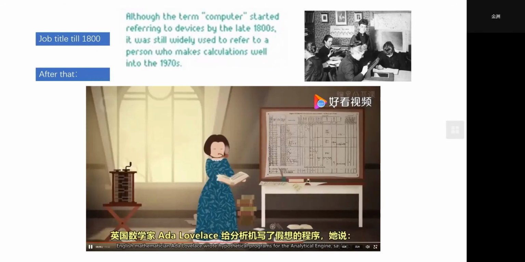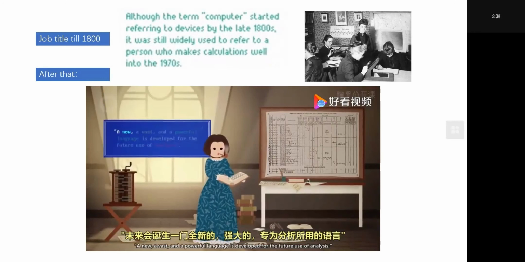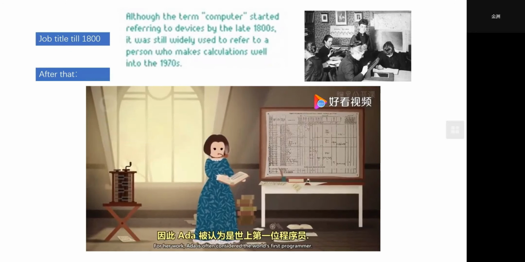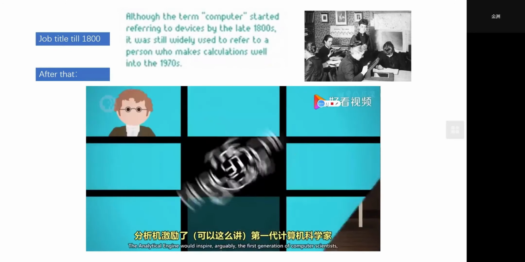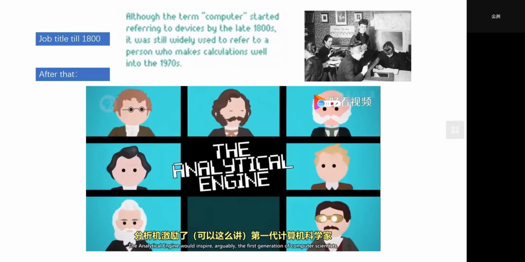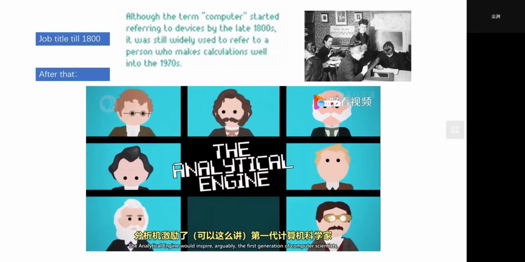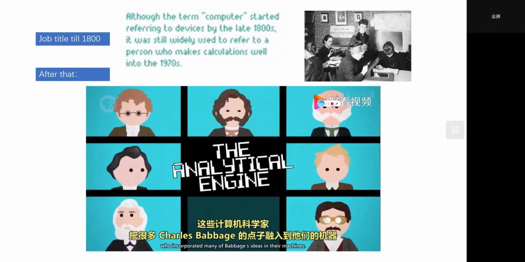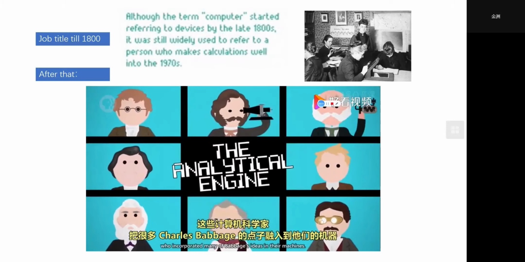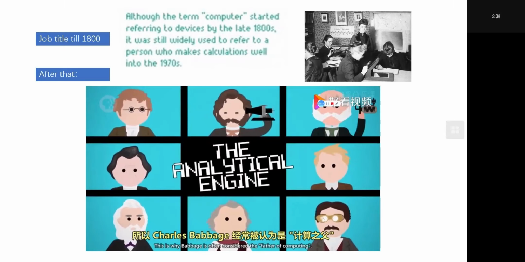English mathematician Ada Lovelace wrote hypothetical programs for the analytical engine, saying a new, a vast and a powerful language is developed for the future use of analysis. For her work, Ada is often considered the world's first programmer. The analytical engine would go on to inspire arguably the first generation of computer scientists, who incorporated many of Babbage's ideas in their machines. This is why Babbage is often considered the father of computing.